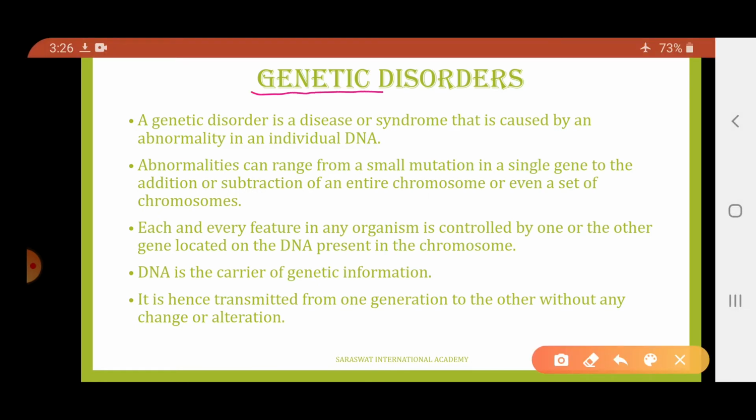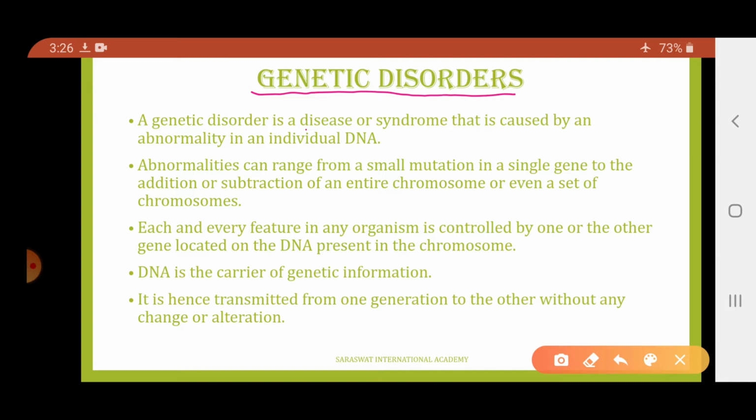Now students, the genetic disorders. Till now we have studied pedigree analysis. Pedigree analysis is the formation of a family tree with the help of certain symbols, through which we can study the inheritance pattern of certain abnormalities, characters, or diseases. Today we will also study the different kinds of genetic disorders taking place in living organisms. First of all, what is a genetic disorder?